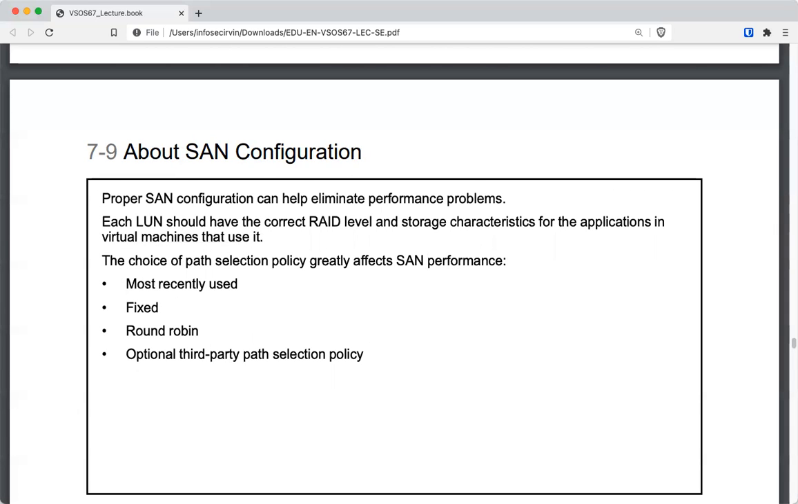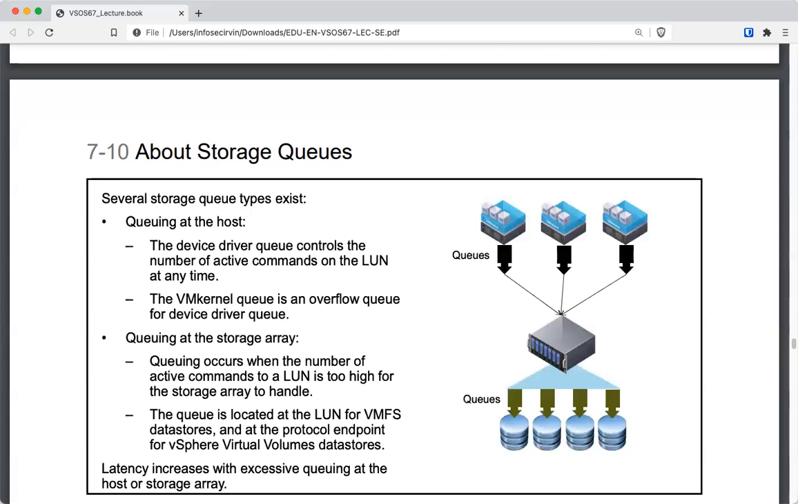A SAN can also help in eliminating performance problems. You could have a SAN with multiple NICs to handle the weight of the amount of traffic coming in and out. And it could be done by either the most recently used NIC, a fixed path, round robin, or any other third-party selection.